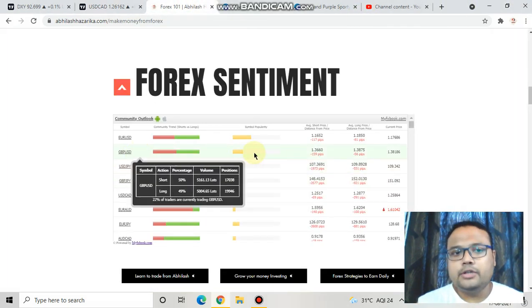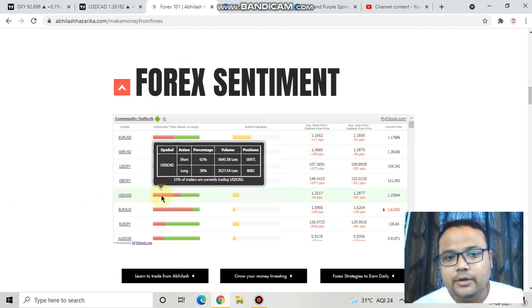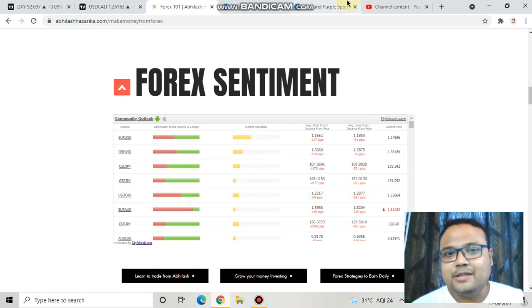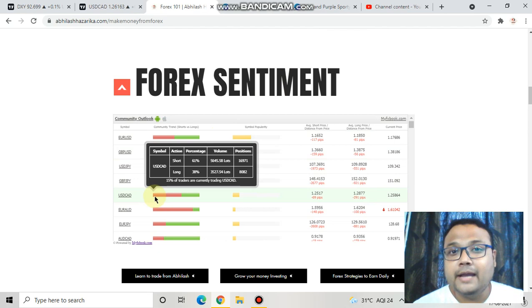If you want to check out the forex sentiment meter, just go to my website and you'll see that, as usual, retail traders are on the opposite side. 61% have taken short position. Already they have taken short position. Market has not reversed yet, and 38% are on the long side. Therefore, trade wisely, trade with proper analysis, and do not trade like that.